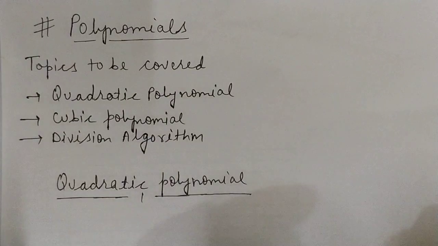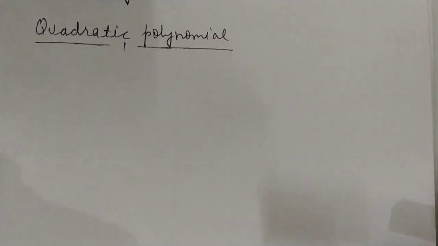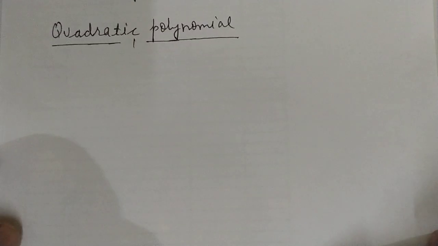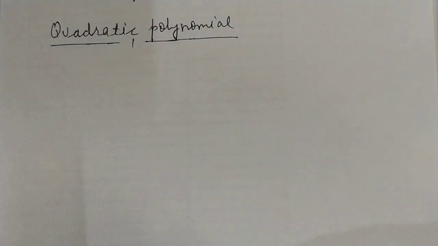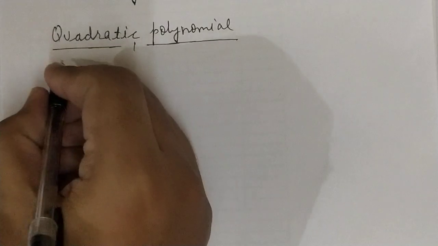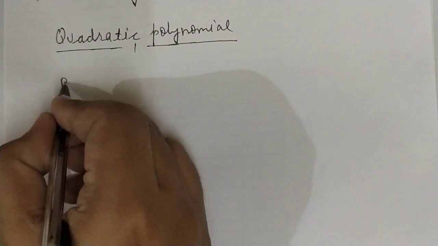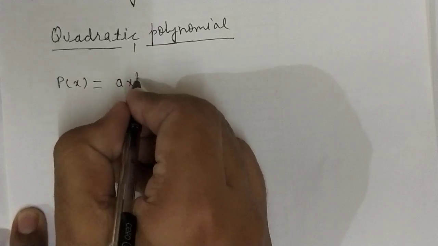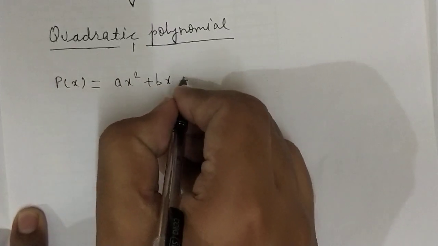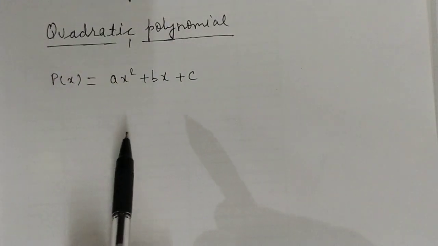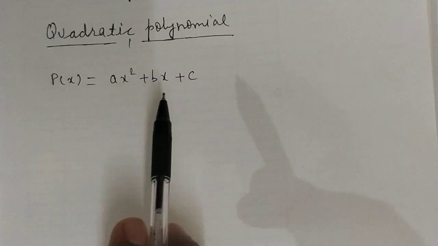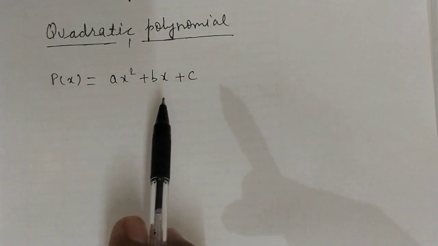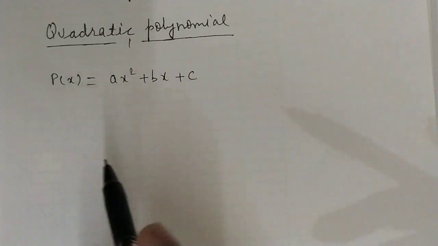So first let's start with quadratic polynomial. Now before writing any polynomial we have to select a variable. So here I am taking the variable x. If I am taking the variable x, I will write like this: P of x is equal to ax square plus bx plus c. If you see here, ax square plus bx plus c, this is the standard form of the quadratic polynomial.